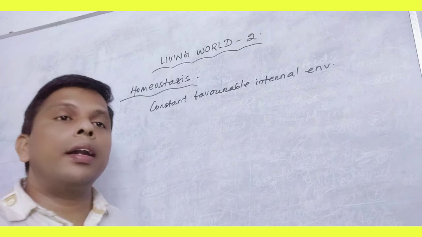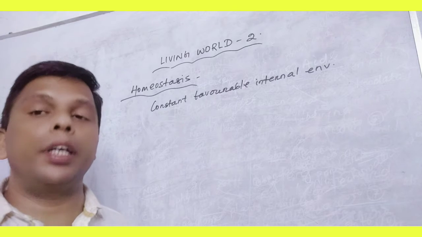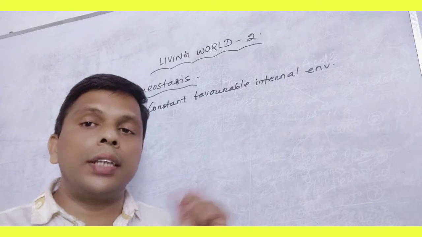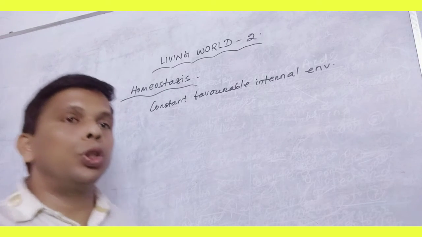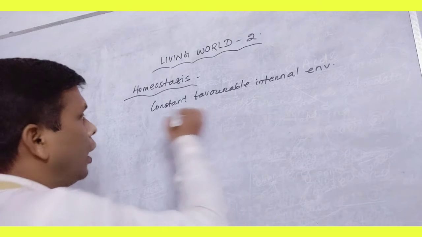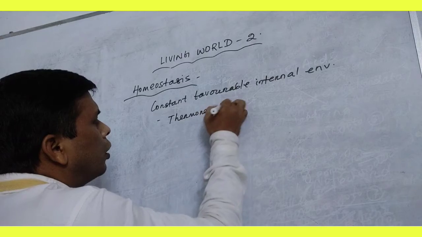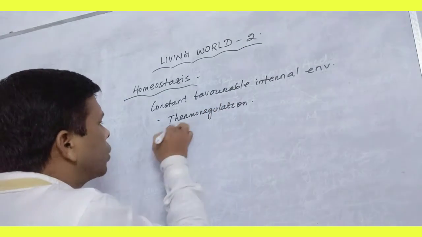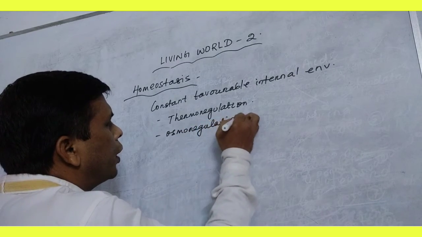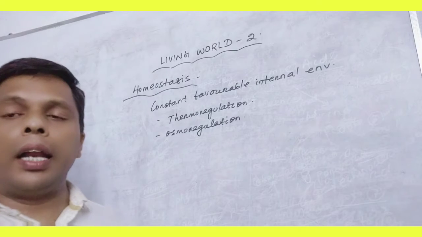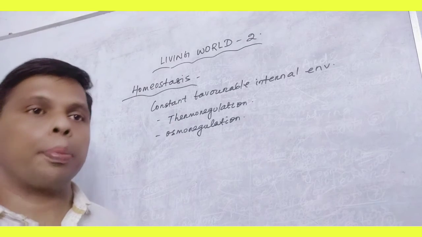Suppose we have a specific internal body temperature. We have a specific oxygen level in our blood. We have a specific level of water in our blood. So homeostasis deals with temperature regulation or thermoregulation, and water regulation or osmoregulation. All sorts of activities are essential for maintaining living condition. So, homeostasis is this.